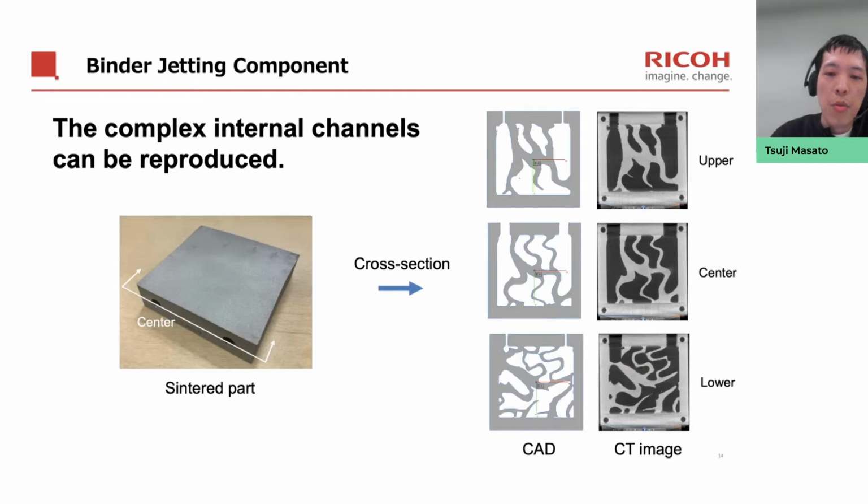And I'd also like to share the quality of our sintered body. There are no defects on the outside, but this does not show the internal geometry, so we confirm the interior by X-ray observation. The result confirms that the complex internal channels can be reproduced, and there are no excess powders in all cross sections, upper, center, and lower.